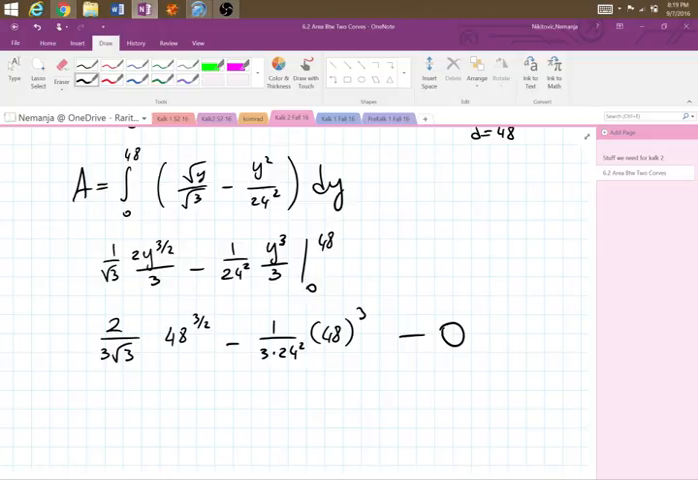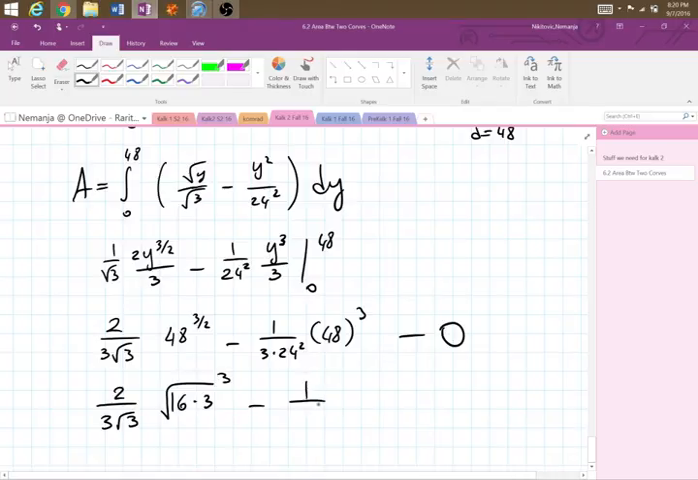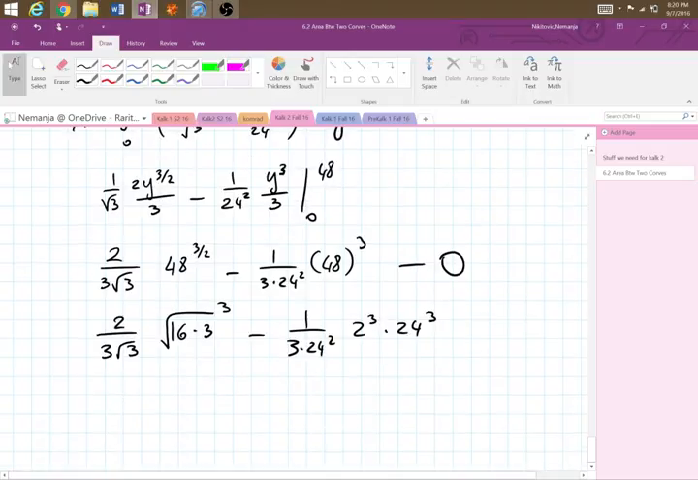Ready for strats for computing again? We're going to use the handy calculators. So let's see. Do we all remember that 48 is 16 times 3? Hopefully we do, because that's going to be handy. We get 16 times 3, and it's going to be square root and still cubed, minus 1 over 3 times 24 squared. Ooh, 24 squared. I got 48 over here cubed. I can break that apart as 2 cubed times 24 cubed, and then I'm going to steal 2 of these to cancel. Awesome.